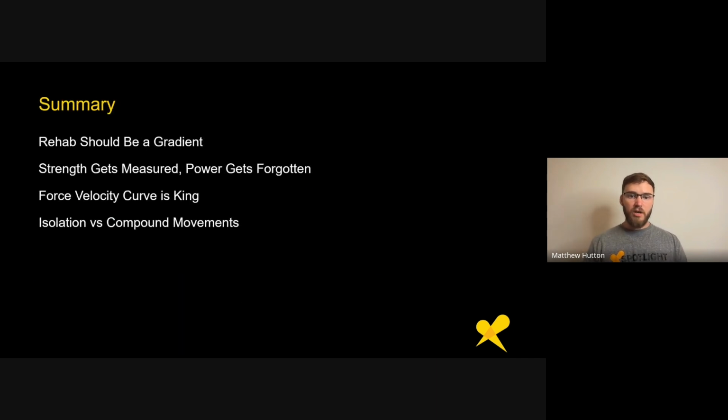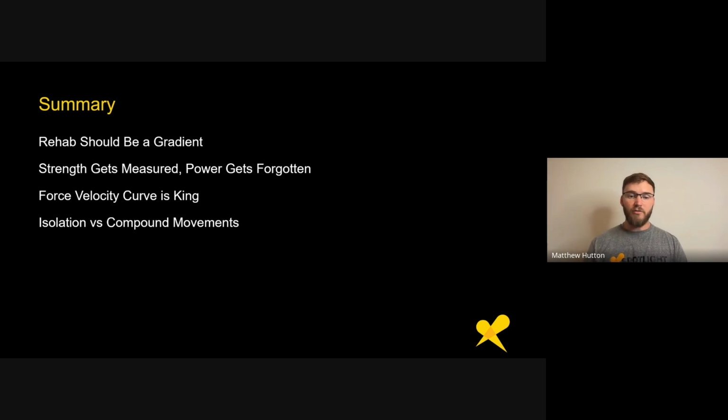So in summary, rehab should always be a gradient. The smoother you can make it, the better, and try to progress from range of motion, strength, power, and then get into your sport specific return to play. The strength tends to get measured, but the power tends to get forgotten or overlooked. And power can easily be measured or manipulated in the rehab, especially in the gym where you're controlling bar speeds. And there are a few devices out there that you can use to truly measure those bar speeds if you want to be precise, as opposed to just estimating.